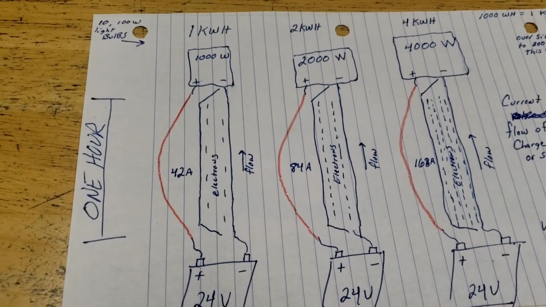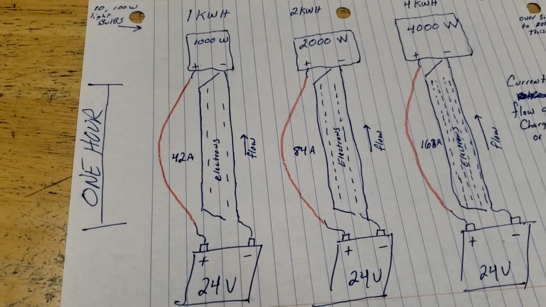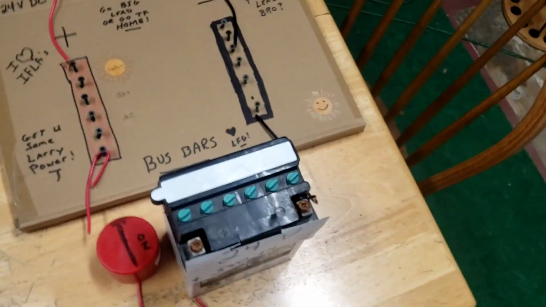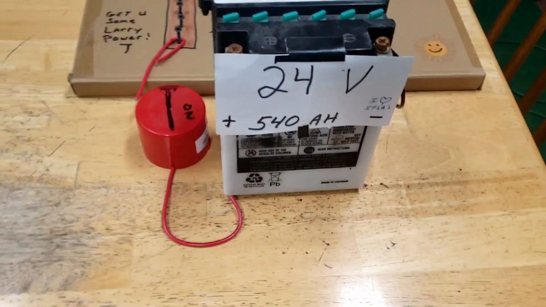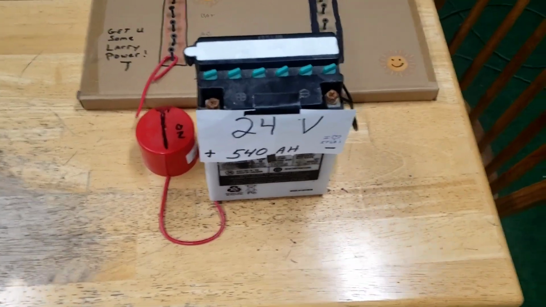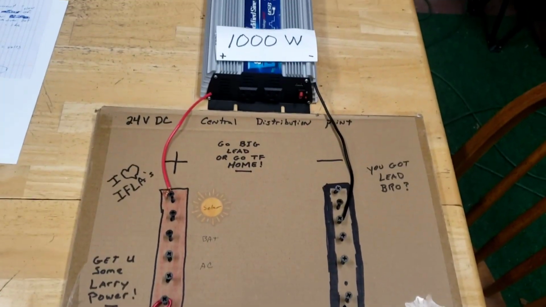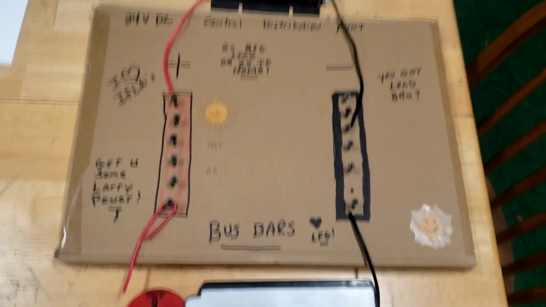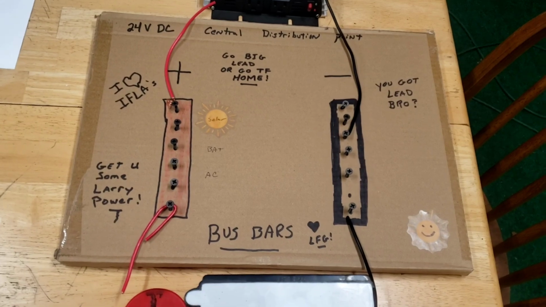Okay, so if you want to see what this looks like in real life, let's take a look over here, because I mocked it all up. And here we are. It's the exact same thing. We have our 24 volt battery, our plus and our minus on it. Okay, and then they're wired to the bus bars, and then they go to our 1,000 watt inverter.